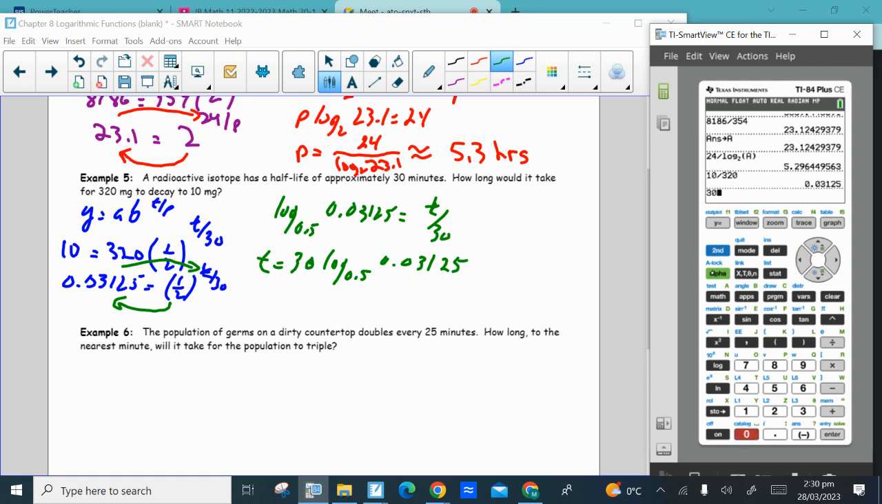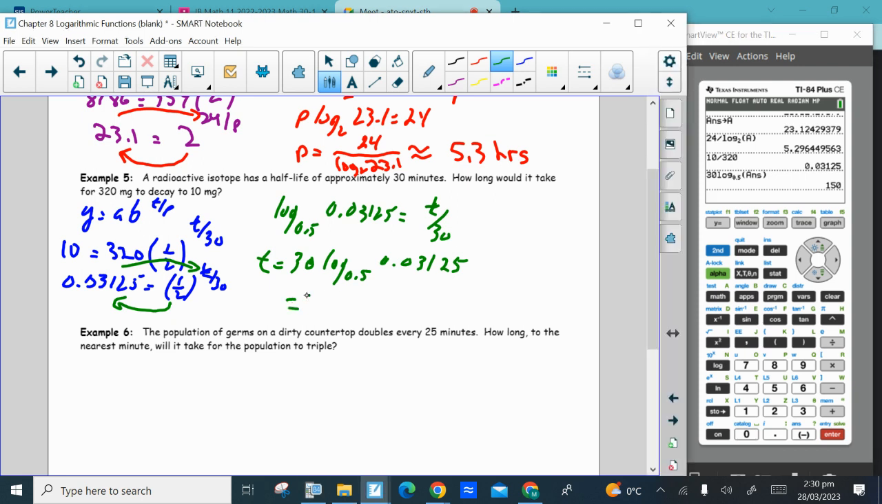30 times log with a base of 0.5 of our previous answer, that decimal. So 150 minutes exactly.